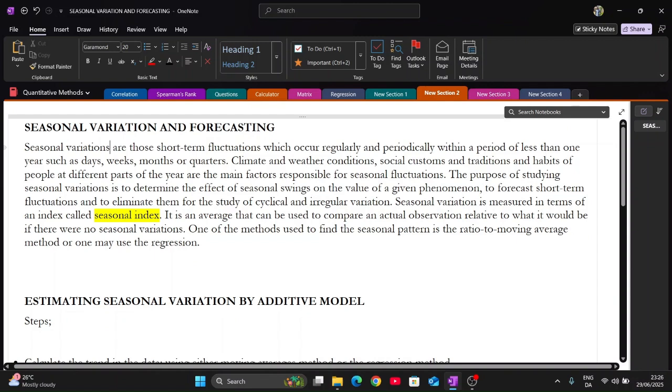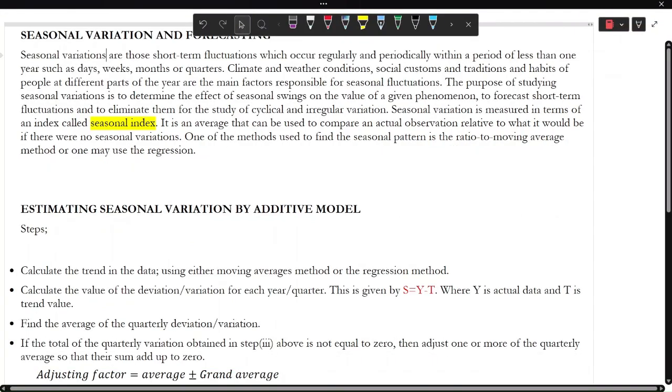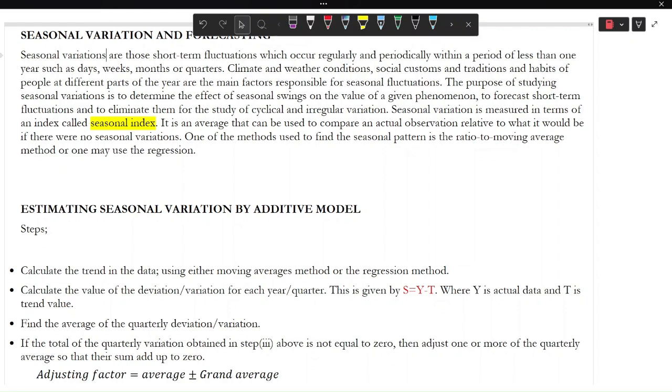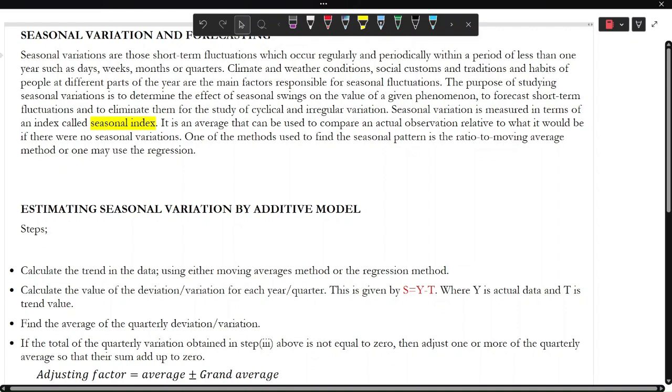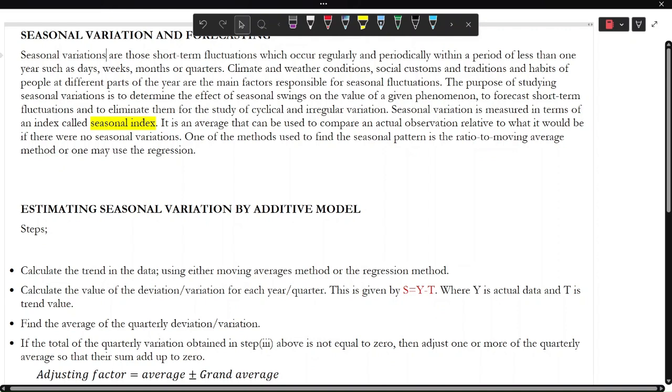So the seasonal variations are both short-term fluctuations which occur regularly and periodically within a period of less than 1 year, such as days, weeks, months, or quarters. Climate and weather conditions, social customs and traditions and habits of people at different parts of the year are the main factors responsible for seasonal fluctuations.